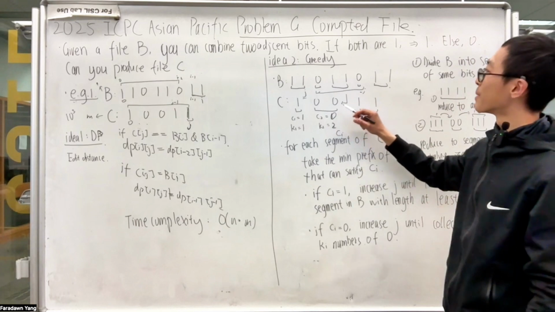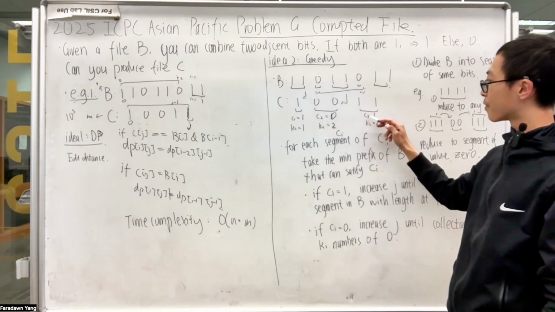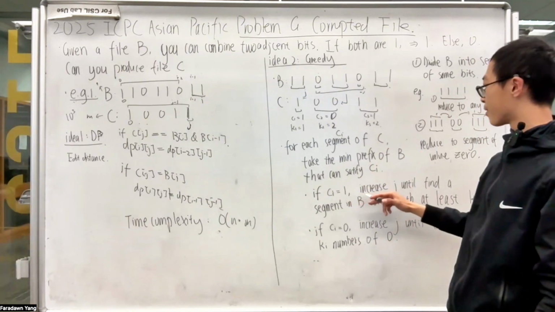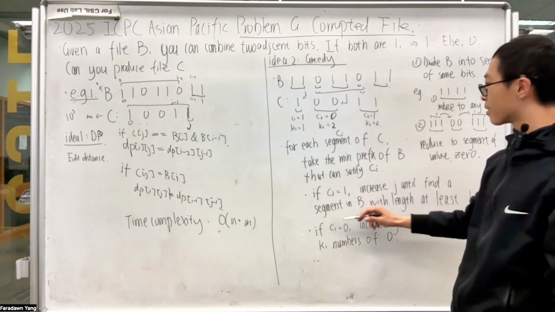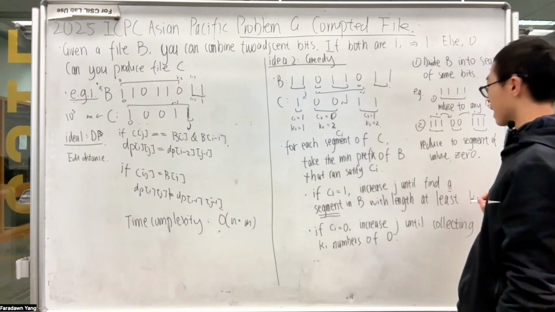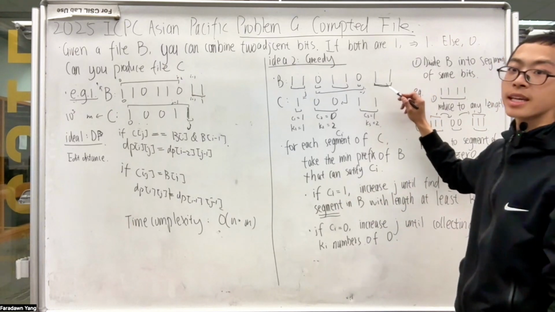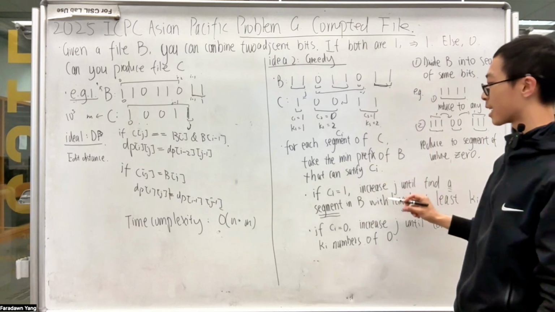Make sense? Finally, for the last segment C3, the value is 1. So we follow the first rule, increase j until we find a segment in B with length at least ki. Here, this segment in B has exactly length 2, so it is satisfied.